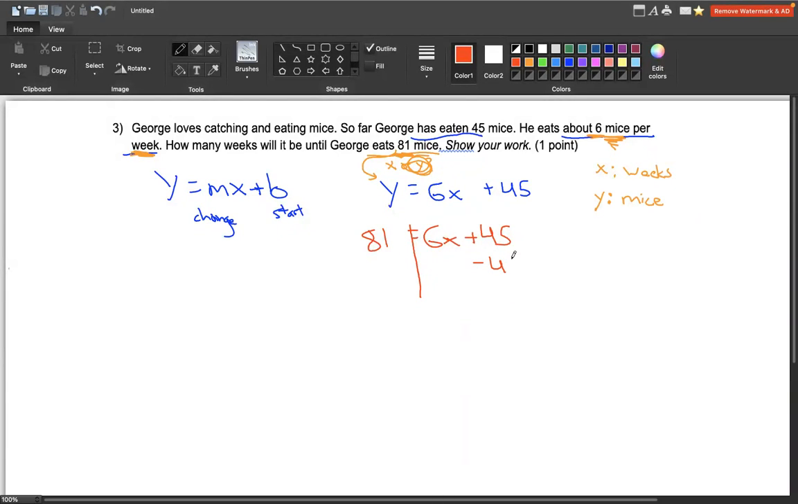So minus 45. This is a two-step equation. If you're struggling with two-step equations, you need to reach out. I'm going to do this the long way because sometimes you got to do these without a calculator. So 11 minus 5 would be 6. 7 minus 4 would be 3. 36 equals 6x. Okay, divide by 6, divide by 6. X equals 6. So 6 what? 6 weeks. Don't forget to add the weeks. Answer the question. It took 6 weeks. Boom.